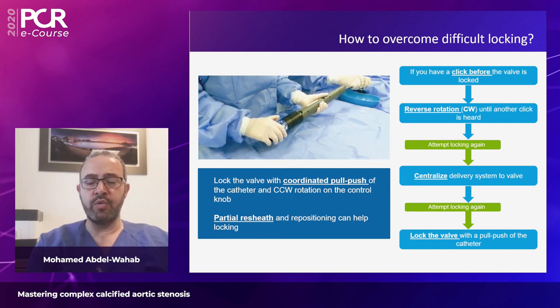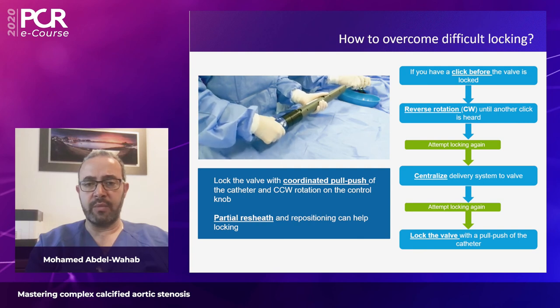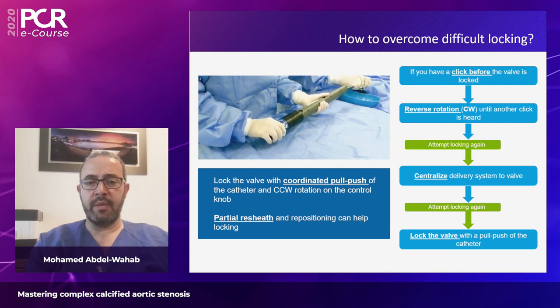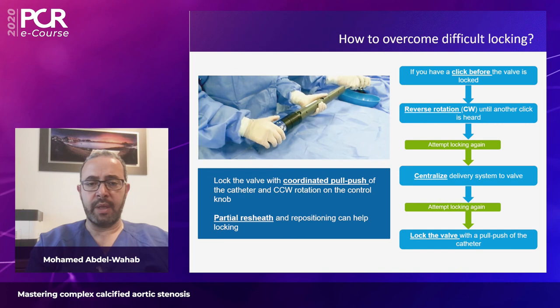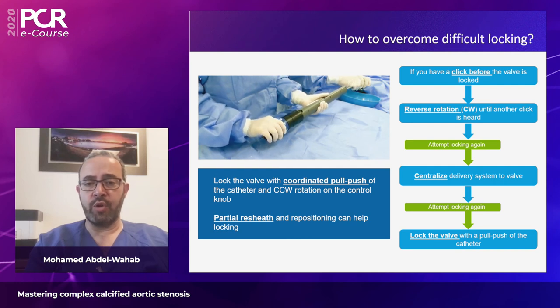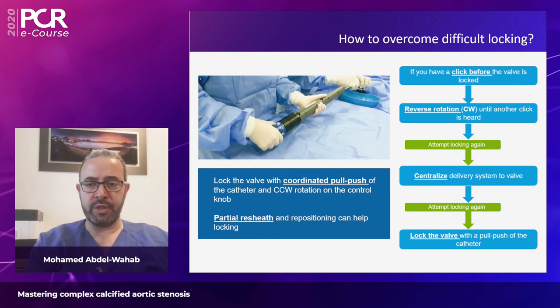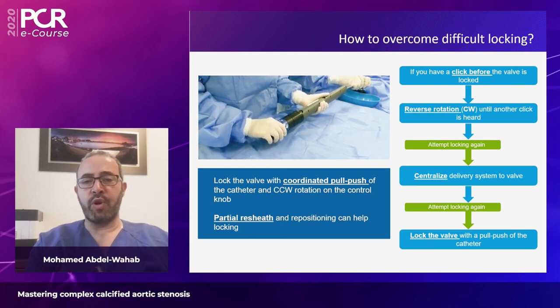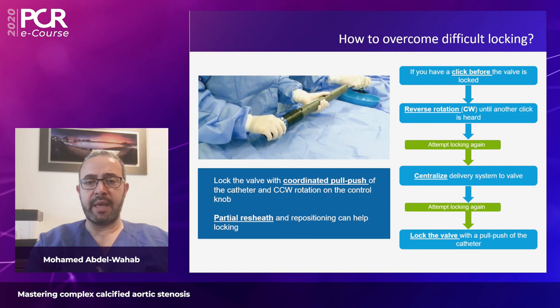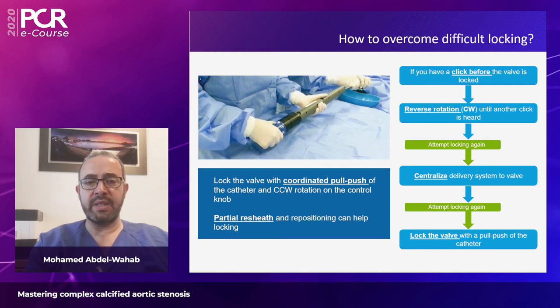The first thing you can do, particularly if you have a premature clicking while opening or unsheathing the device, is turn this knob again in a clockwise fashion to get rid of this early click, and then try to lock again, maybe a little bit slower than your first attempt. If this is not successful, then you probably would need to centralize the valve or the catheter a little bit more, and help through some push maneuver to coaxially align the buckles and posts.